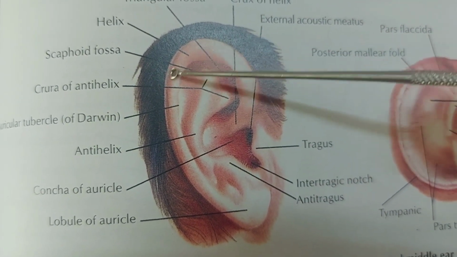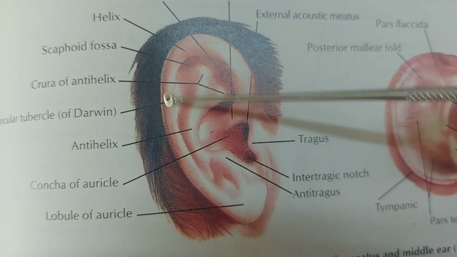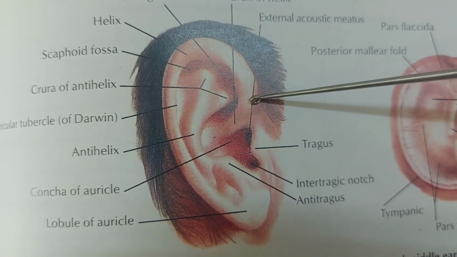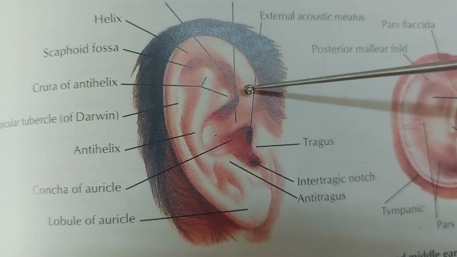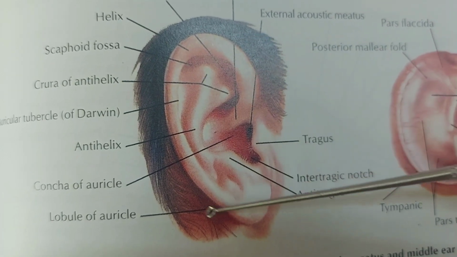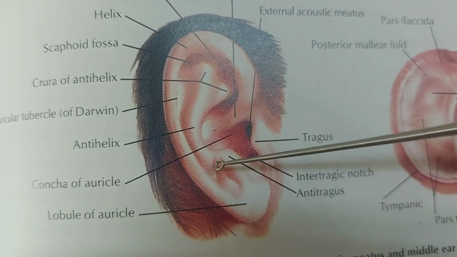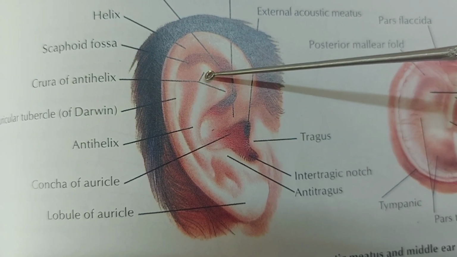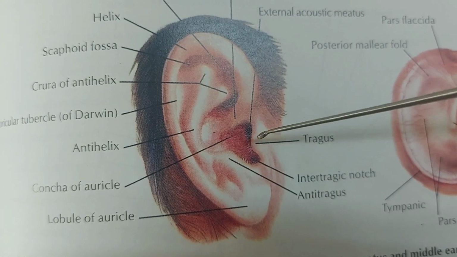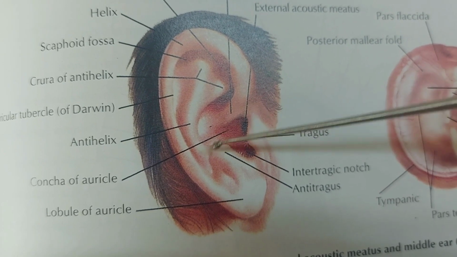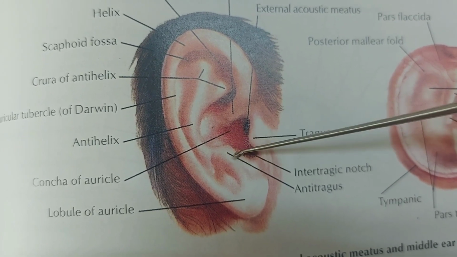Elevations are here. We can see there is an elevation on the outside of this external ear, known as the pinna, and this is the helix. And opposite to the helix there is the antihelix. There is another elevation, here is the tragus, and opposite to this tragus is the antitragus.